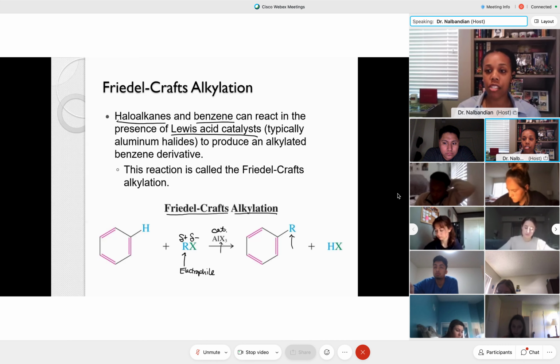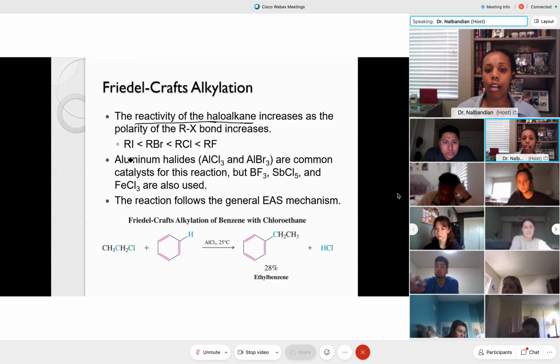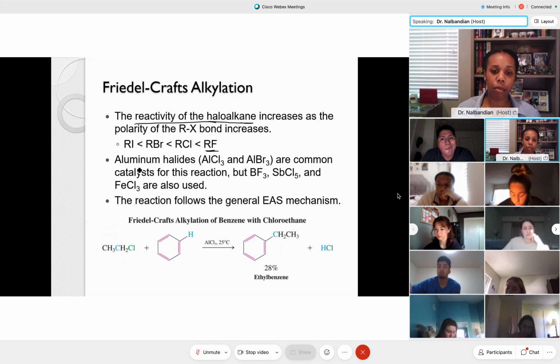So let's look at this reaction in a little more detail. So how reactive are those haloalkanes? Well, it depends on the polarity of the bond. So remember, fluorine is our most electronegative atom. And so with that, that's going to be the most polar bond. So it's also going to be the most reactive. So that RF is going to be most reactive. And then we have our bromine and our chlorine as kind of intermediate.